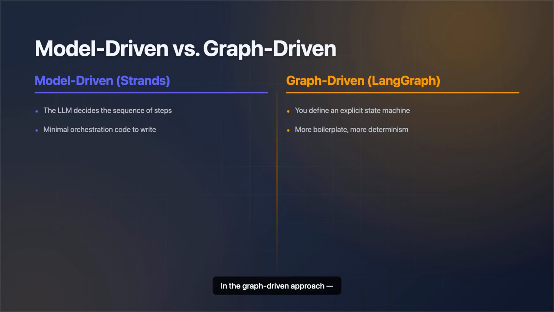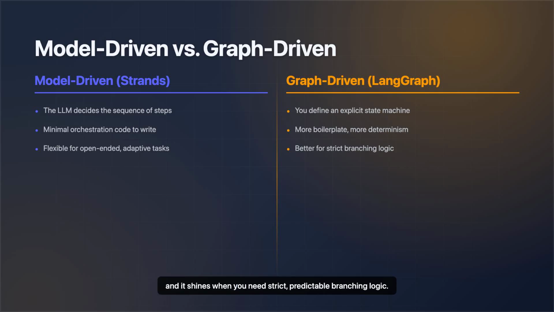In the graph-driven approach, LangGraph is the usual example. You define an explicit state machine yourself. That's more boilerplate and more determinism, and it shines when you need strict, predictable branching logic. So which do you reach for?